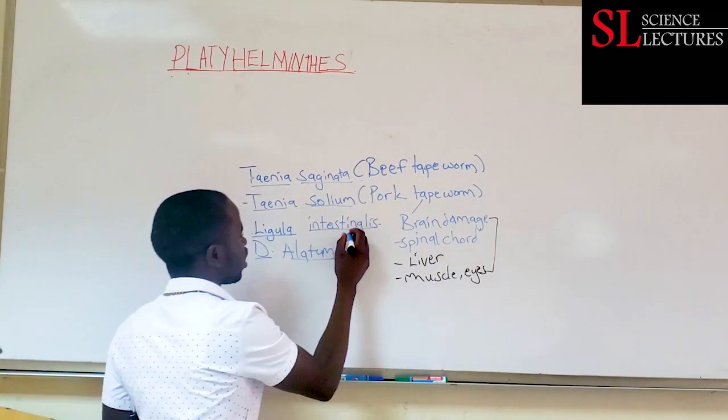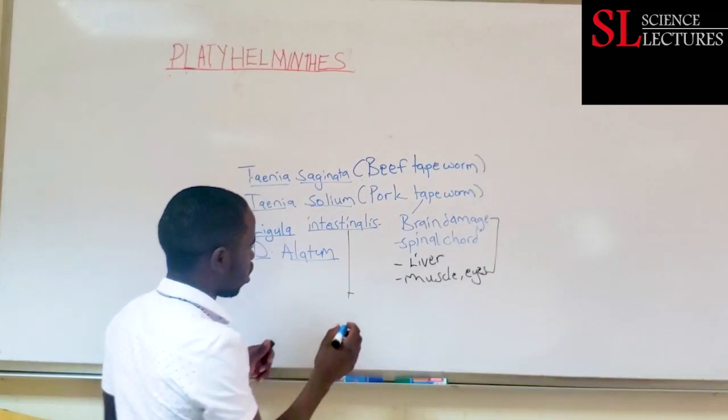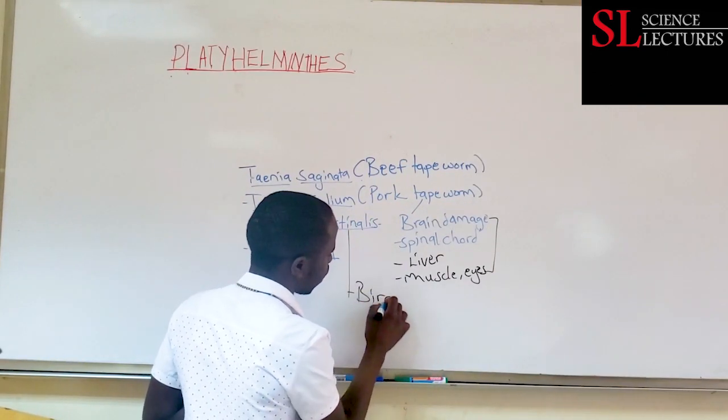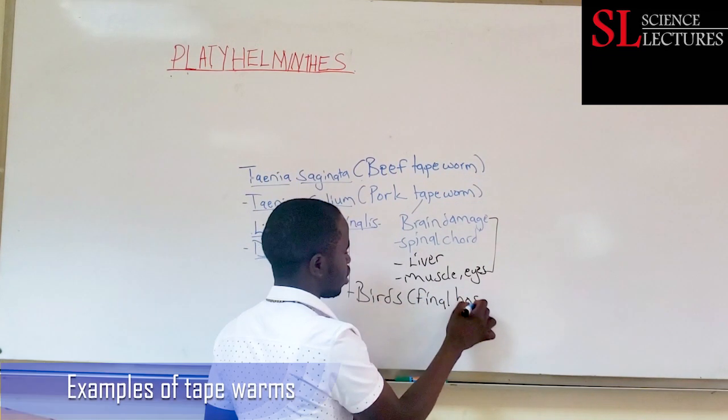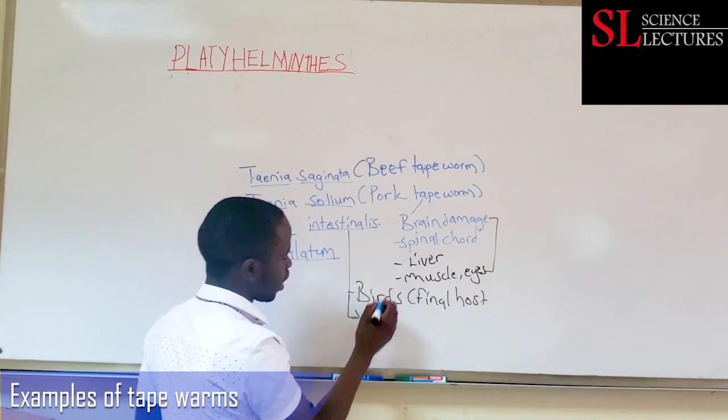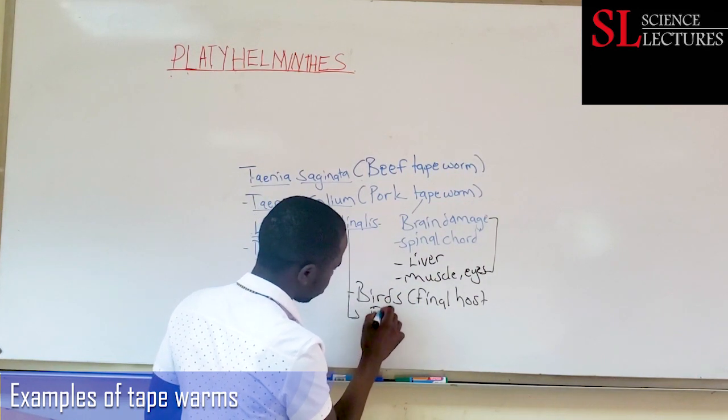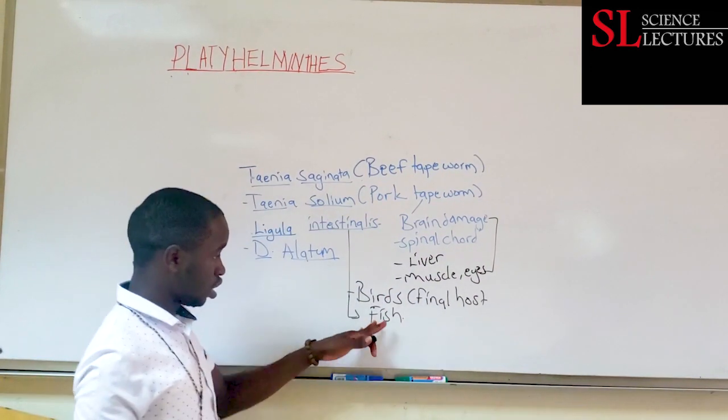Then you have Ligula intestinalis. This is found in birds. The birds are the final host. And the birds get this from fish. So it is very common in birds that eat fish.